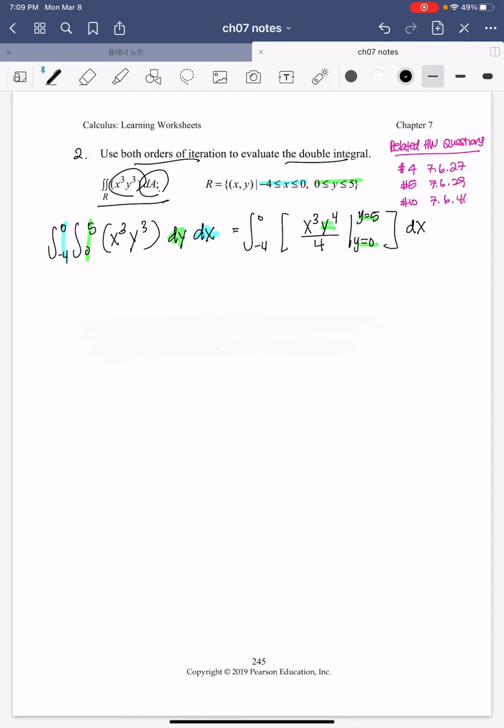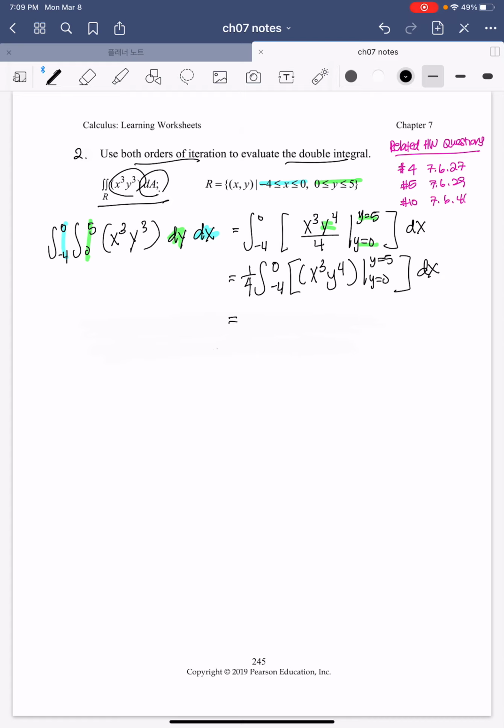Over here, I see that I have that 1/4. So technically that can be taken out of the integral because it's a constant. So I'm going to pull that out to make it simple. 1/4 is taken out, -4 to 0. And then you have x cubed y to the 4th, y equals 0, y to the 5, and then the whole thing dx. You can keep it 1/4, but I just like to have the fraction taken out.